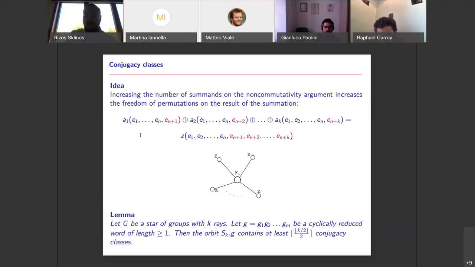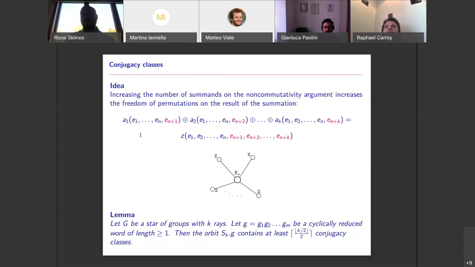Now, Z, so I add the summands, and the result is going to be again a true, an honest element of the highest rank free group. And now the idea is that I do not have just one permutation, right? En plus one with En plus two, but I have K factorial. I have many permutations here. So I can permute A1, A2, and whatever I want. I can permute everything. And since the operation is abelian, the results would be the same.